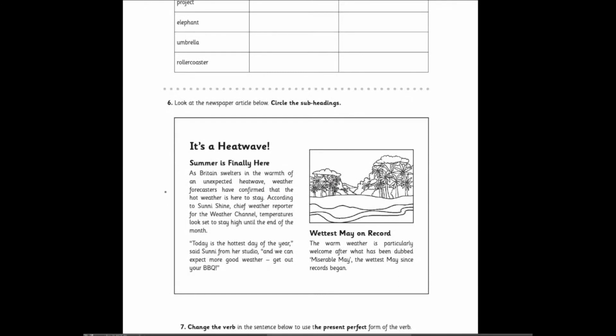Number 6, look at the newspaper article below. Circle the subheadings. Okay, our prefix sub here. Sub means under, so a heading that is under. Our main heading here, it's a heat wave, tells us about the whole article. Now maybe there are some subheadings that tells us about paragraphs or sections of the article. Have a read through the whole thing first.